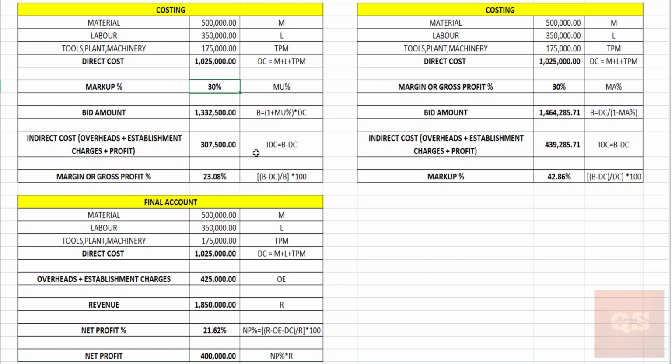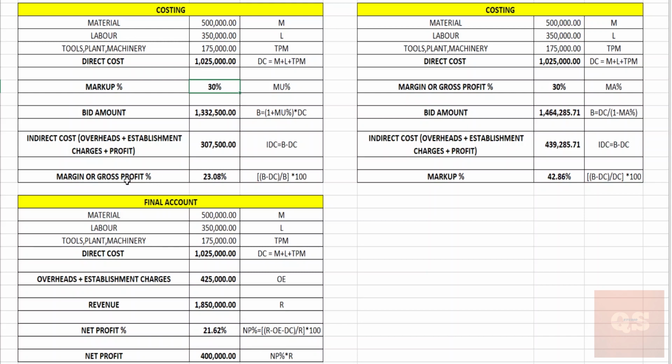So the difference between your bid amount and the direct cost will be your indirect cost. That is, you will be having your overheads, your head office charges or your establishment charges and your profit. All this will be included inside your indirect cost, and that amount will be the difference between your bid amount and the direct cost, taking into account that markup is 30%. So now if you see here, you might think that since your markup percentage is 30%, your net profit is also going to be 30%, but that is not correct.